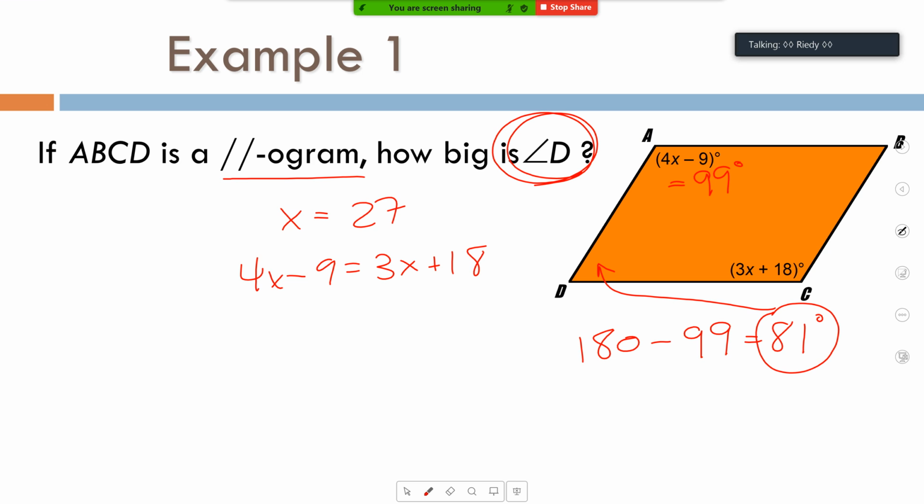Okay, so let's talk about why she did that. Well, angle A and angle C are opposite angles in a parallelogram. We just talked about the fact that they are congruent. She set them equal, solved for x, and plugged it back in. Now we know the measure of angle A and angle C.